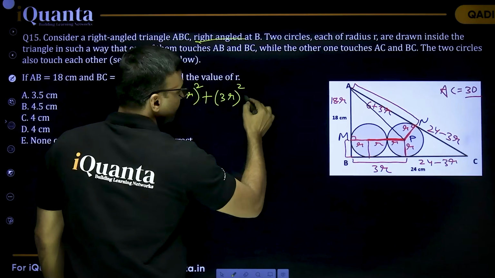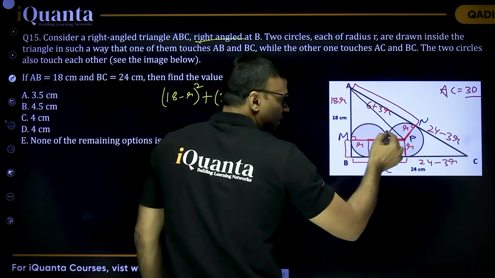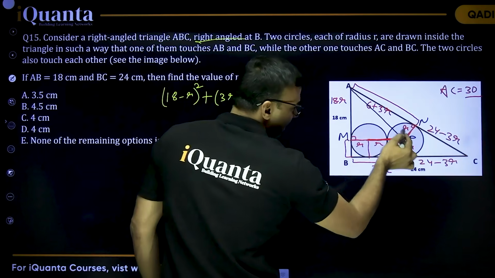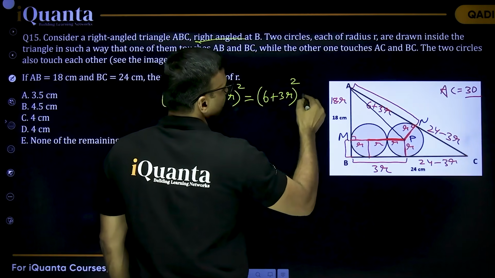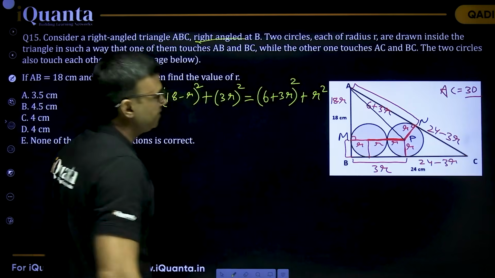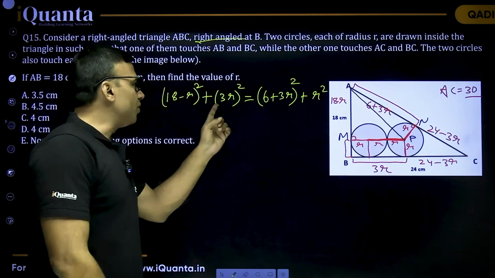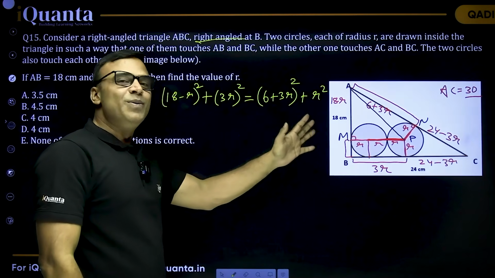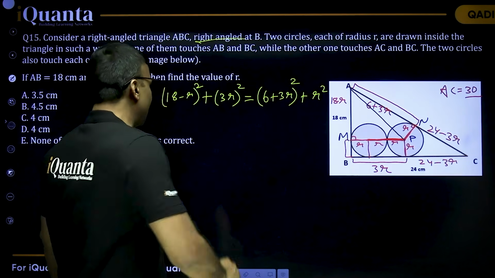Right? Is equal to, from the other side, triangle ANP, the same hypotenuse length. How do I write it? AN square plus NP square, so 6 plus 3r whole square plus r square, right? And this becomes really interesting. Usually what people do is they open it. I suggest don't open it, okay? Take r square here and 3r square here. So what happens, I'll just show it to you.